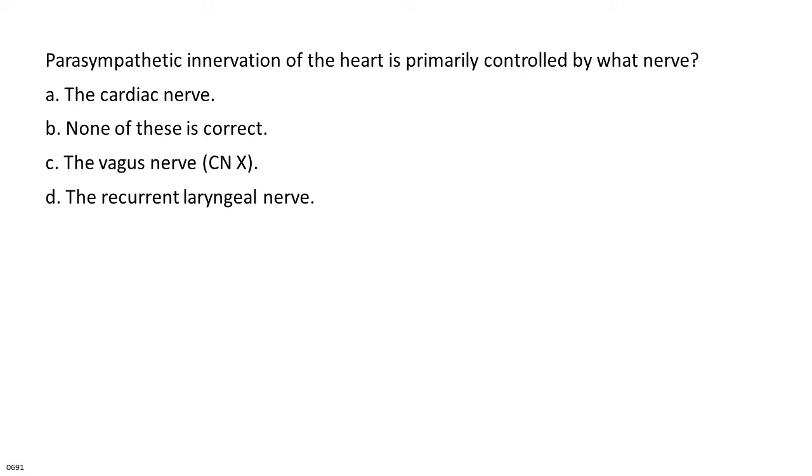Parasympathetic innervation of the heart is primarily controlled by what nerve? A. The cardiac nerve. B. None of these is correct. C. The vagus nerve, CN10. D. The recurrent laryngeal nerve.